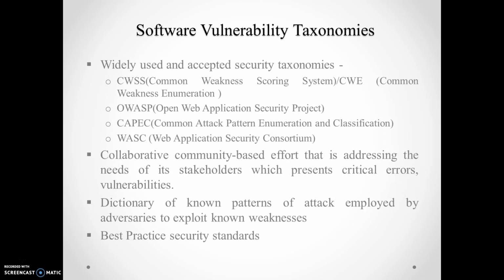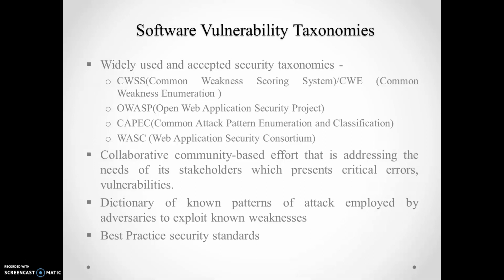Out of these 3 sections, the first talks about the security vulnerability taxonomy, which is widely accepted by the organizations mentioned below: CWSS, which is Common Weakness Scoring System, OWASP, which is the Open Web Application Security Project, CAPEC, which is Common Attack Pattern Enumeration and Classification, and, more focused on web concern threats, the Web Application Security Consortium.